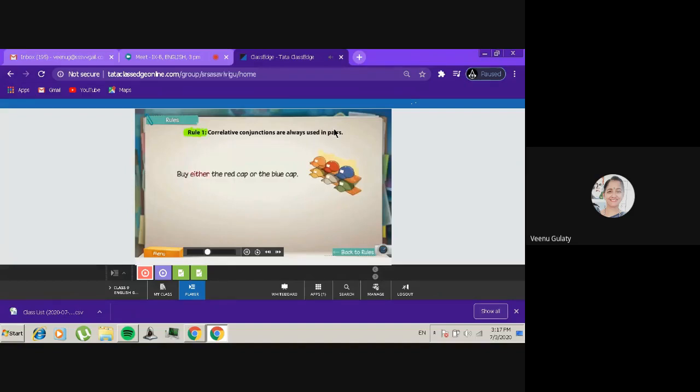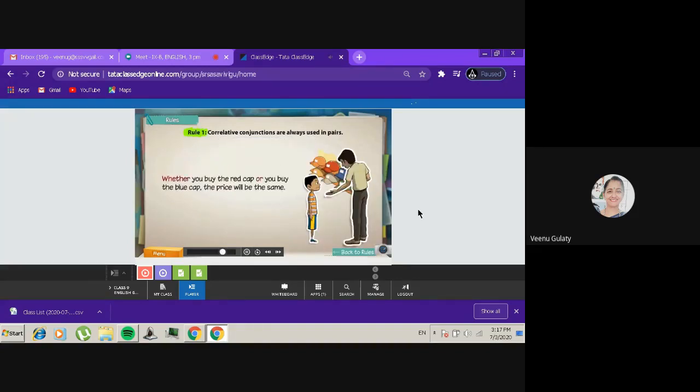You can use either or to express a choice between one or the other of the two options, where both the options are equally good. In this sentence, the red cap and the blue cap are both equally good options. To express uncertainty over a choice between two options, you could use whether or. In some instances, whether or is used to mean no matter.